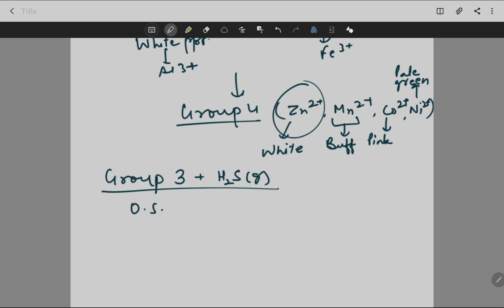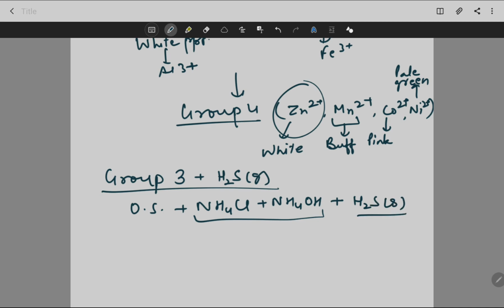So what is the group reagent for group 4? In fact, what was group 3? Original solution, ammonium chloride, ammonium hydroxide. This is our group 3. Now in this we passed H2S gas. So now it became the group reagent for group 4. So group 4 group reagent is H2S in presence of basic medium.